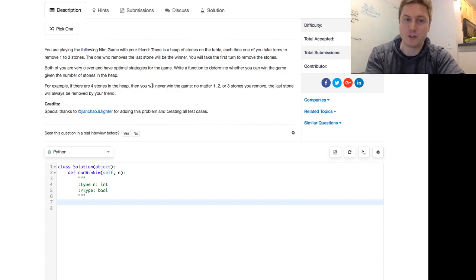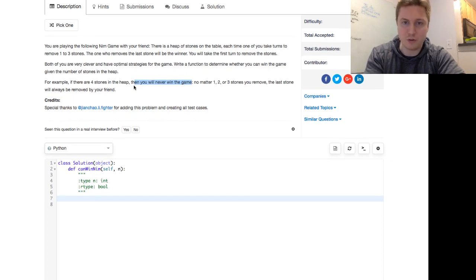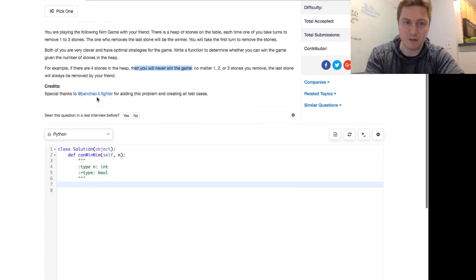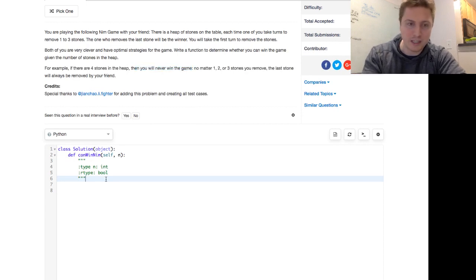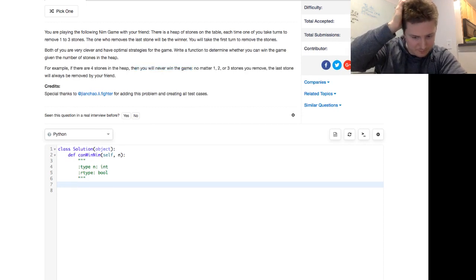For example, if there are four stones in the heap, then you will never win the game. Basically it gives a big old hint here for the answer. No matter whether you remove one, two, or three stones, the last one will always be removed by your friend. So for a question like this, it's interesting to think about what possible scenarios you win.